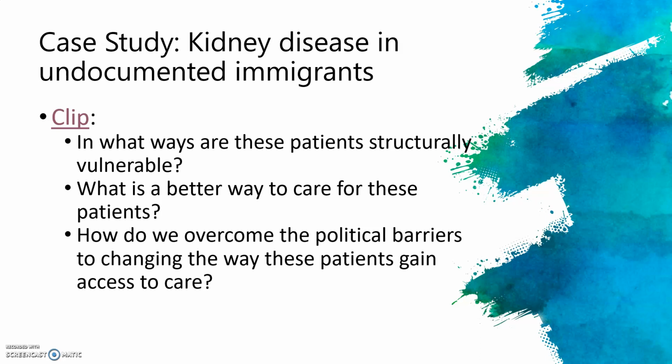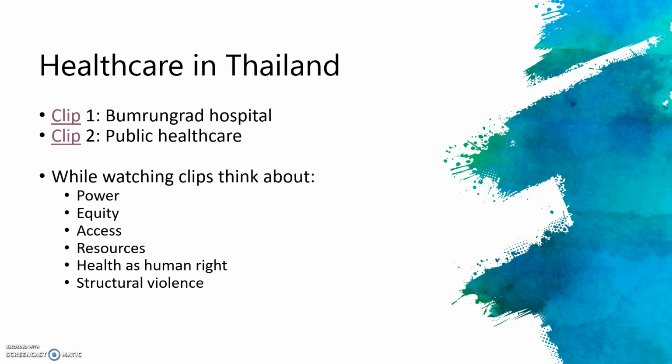And then I've also asked you to watch 2 clips about healthcare in Thailand, and I want you to think about power, equity, access, resources, health as a human right, and structural violence, which is basically structural inequalities that lead to physical harm, similar to the way being violently attacked would. If your structural inequality leads you to have poor health, that's considered a form of violence. So those are the kinds of questions that we'll talk about in relation to those case studies.